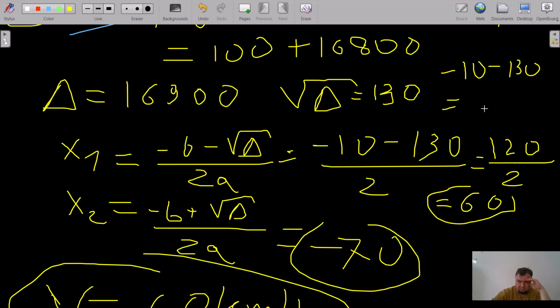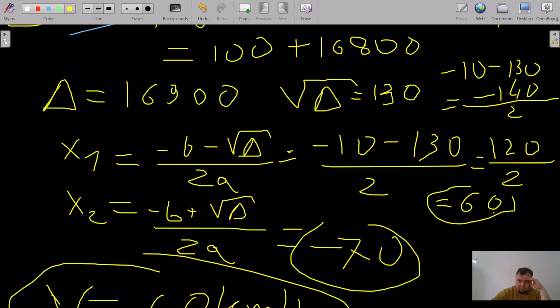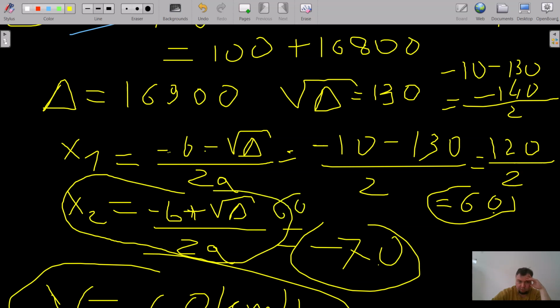That was actually minus 140. 140 divided by 2. So this is minus 70. Not this formula, right? This is 60, this is minus 70. So if you add these values, this one leads to the correct answer. This will be 60, but if you take the negative one, that will be minus 70. Okay, and that will be the answer.